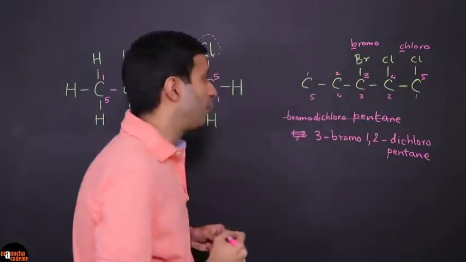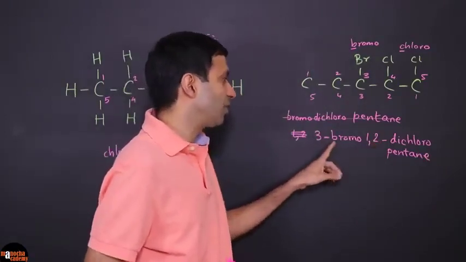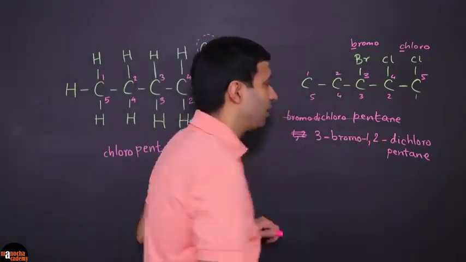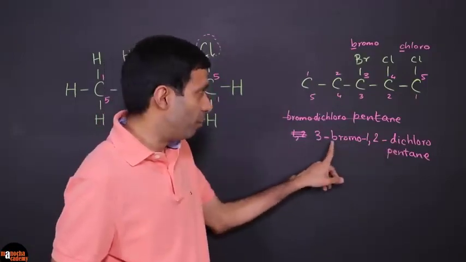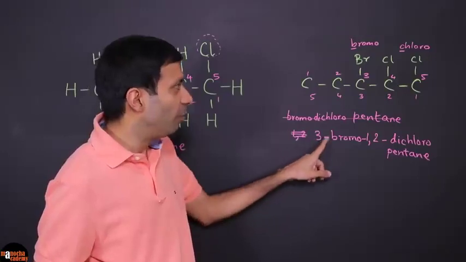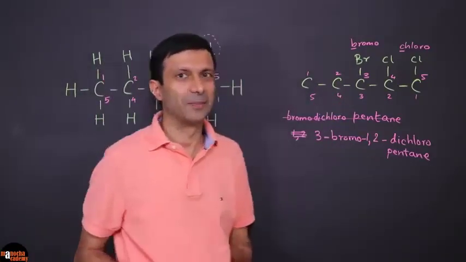So note these things carefully: between the number and the letter, you can see there's a dash. Between the numbers, there's a comma, and there's a number and a letter here. So again a dash, and we went in alphabetical order. Bromo, B, came before chloro. So you can see it's 3-bromo-1,2-dichloropentane.